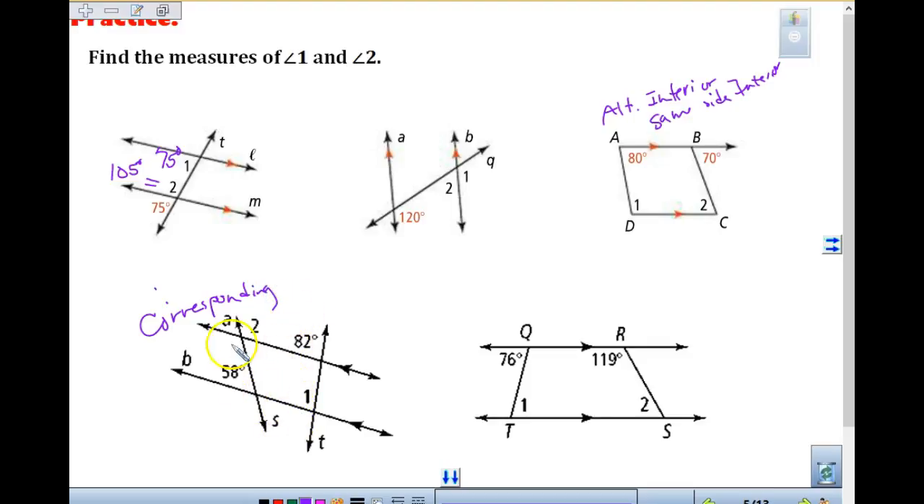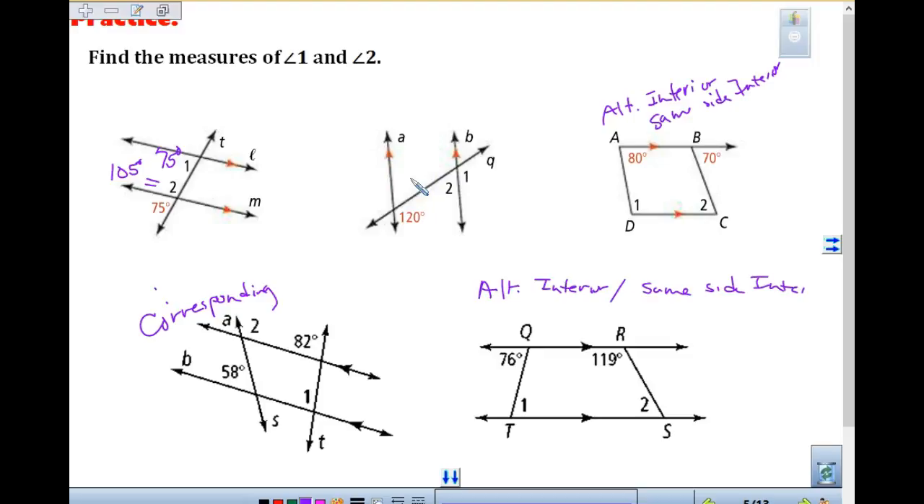This is H11. So my hints are here. Same side interior, same side, and alternate exteriors. We were looking at those. Let's go back up to this one first.